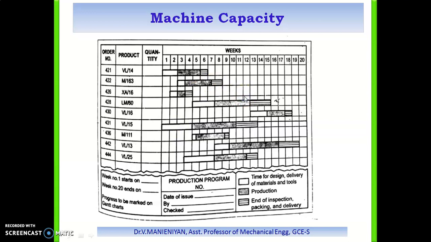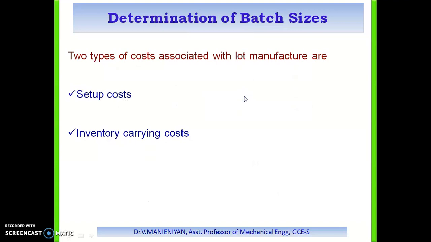Then I have discussed the determination of batch size. What does batch size mean? We have two different types of cost associated with the lot manufacturing system: one is the setup cost, and the other is the inventory carrying cost. What is the setup cost? Batch production involves a setup cost each time a batch is produced. The setup cost is roughly equivalent to the ordering cost per order.